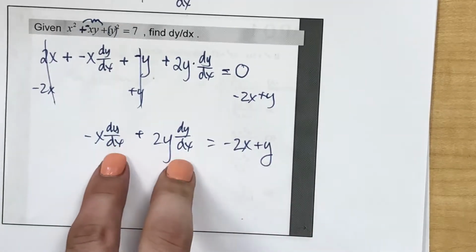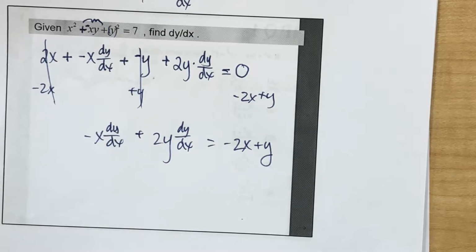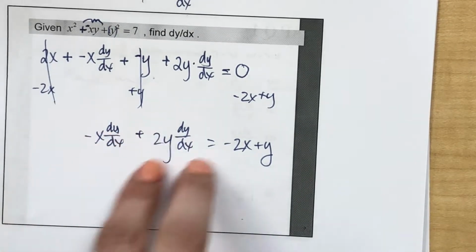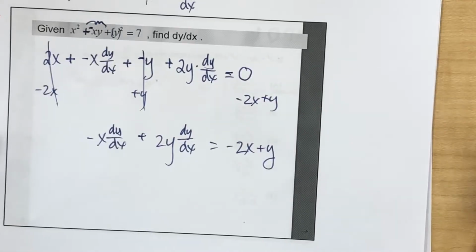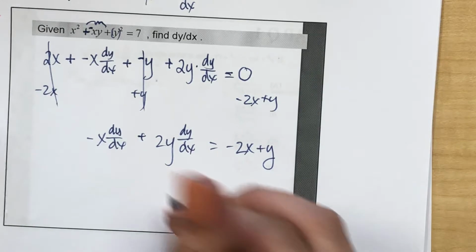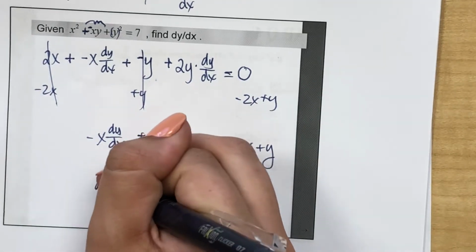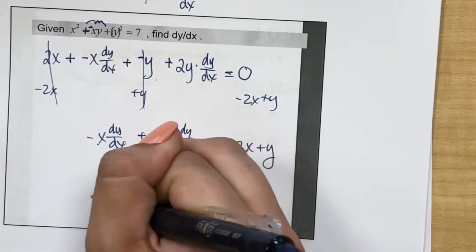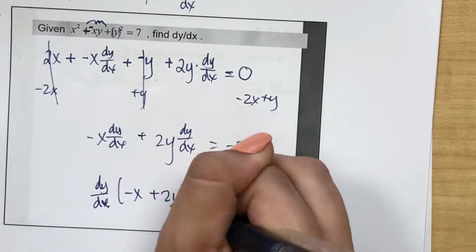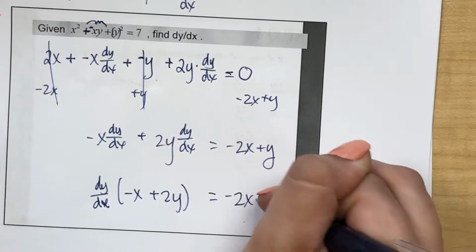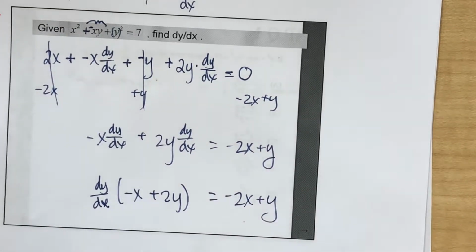I needed the dy/dx to be in one place, only one place. How can I get the dy/dx in one place instead of in both terms? It's a common factor, so I will factor it out. dy/dx, parentheses, negative x plus 2y, equals negative 2x plus y. And now I can isolate this by dividing.